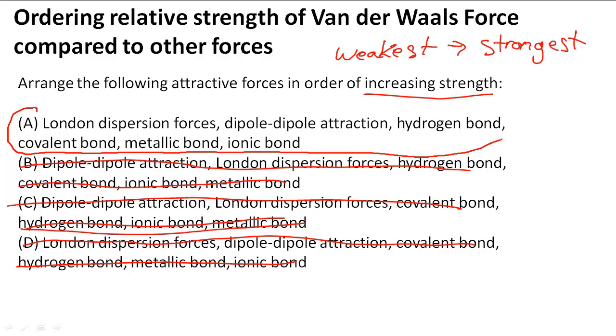So A is the answer to our question, and it also shows you in a nice way which forces, van der Waals forces, and also other forces, intramolecular forces, and in what order they go. So London dispersion forces, dipole-dipole, then hydrogen bond, then covalent bonds, then metallic, then the strongest is an ionic bond.